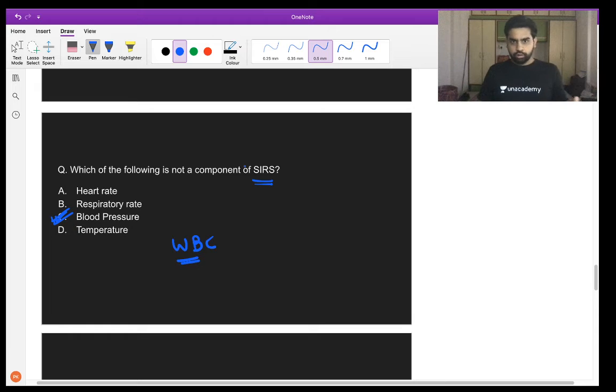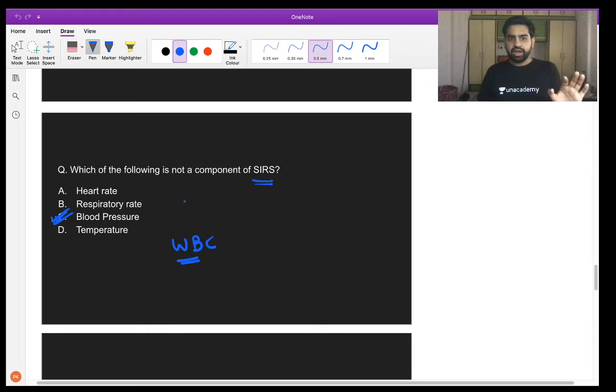And if two or more of the four components are positive, what are the four components? Heart rate more than 90, respiratory rate more than 20, temperature more than 99 Fahrenheit, and WBC count more than 12,000 or less than 4,000 with band forms of more than 10%.